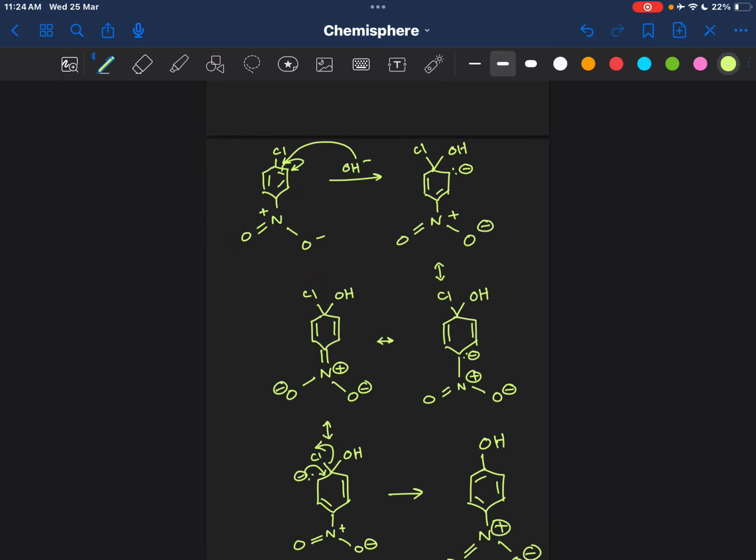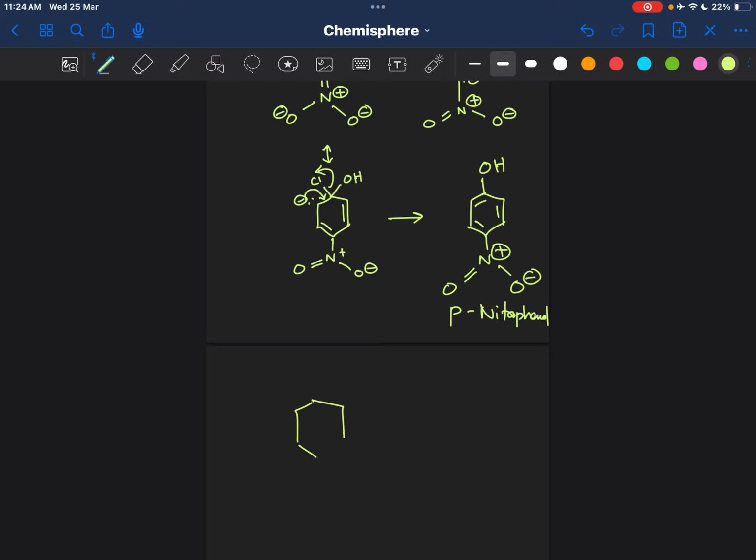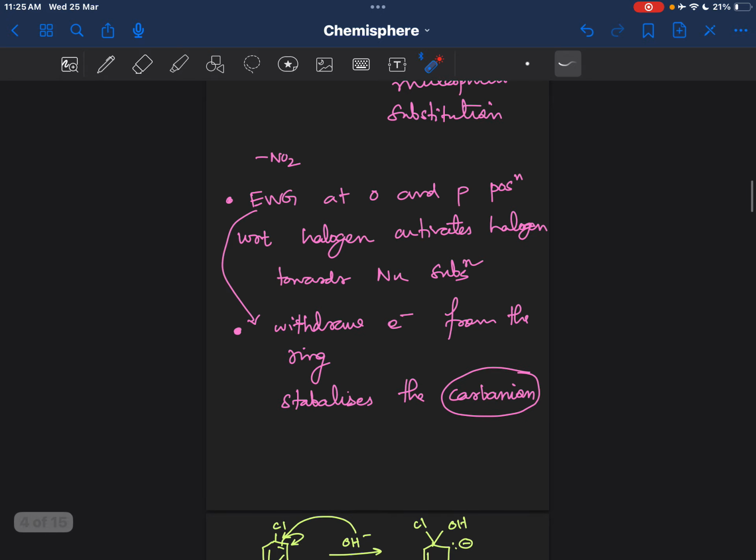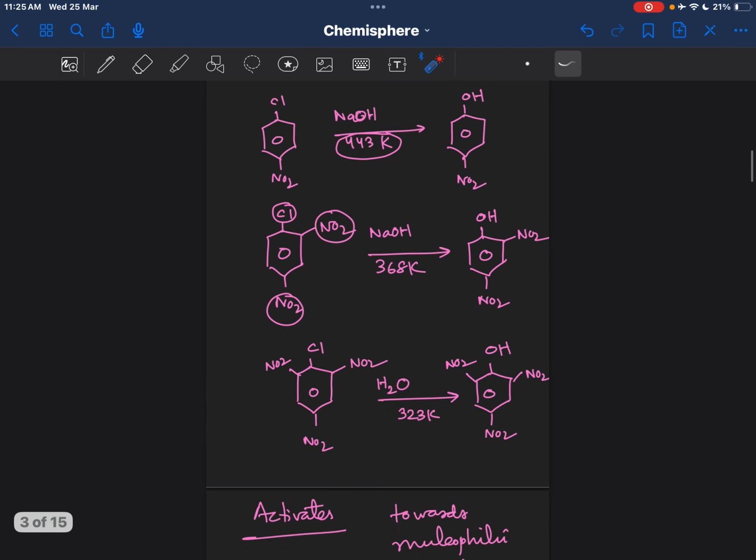Similarly, we can draw resonance structures when NO2 is present at ortho position, and we can observe the same thing, that because of the presence of this NO2, it withdraws electrons out from the system, and hence OH minus can easily attack, so it makes it easy for the nucleophilic substitution to happen because of the presence of NO2, which is electron withdrawing. So this is the reason why at ortho and para positions, electron withdrawing groups facilitate, or help, or make it easy for the nucleophilic substitution reaction to happen.